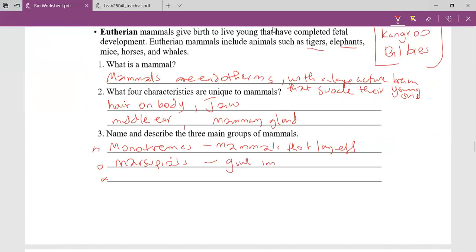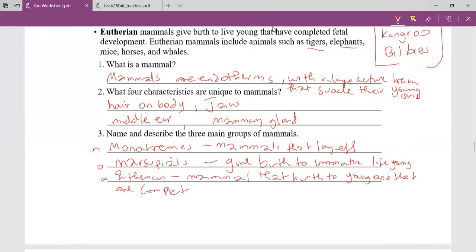They give birth to immature larvae. Eutherians are mammals that give birth to young ones that are completely developed. Examples: tiger and the likes.